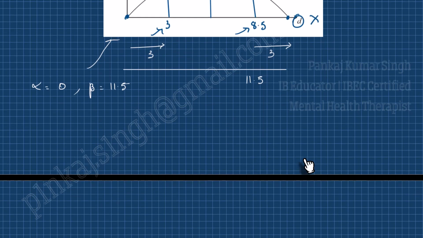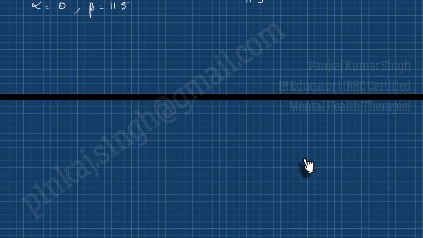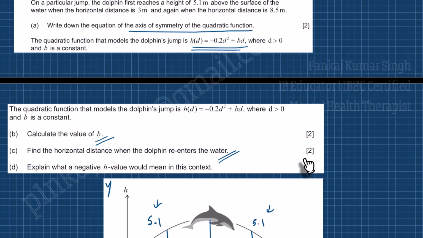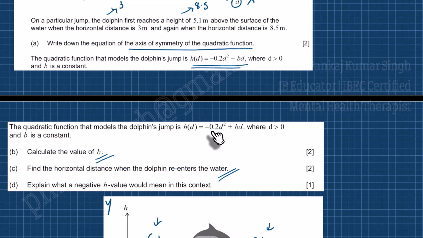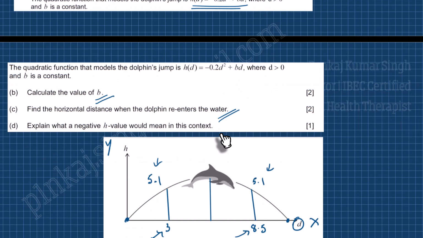Now, I can use the sum of the roots and the product of the roots. So the sum of the roots is going to be 0 plus 11.5, which is simply 11.5. And the product of the roots is 0 times 11.5, which is going to be 0. So in a way, I can also go ahead and write the quadratic equation. Let's go back and look at the equation that's been given to me. He tells me that the equation is minus 0.2 d square plus bd, which means the coefficient of the d square term is minus 0.2.